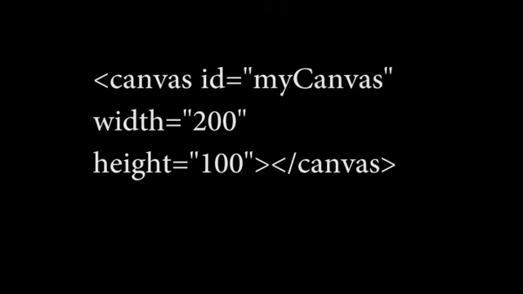Create a canvas. A canvas is a rectangular area on an HTML page, and it is specified with the canvas element. By default, the canvas element has no border and no content. Always specify an ID attribute to be referred to in your script, and width and height attributes define the size of the canvas. You can have multiple canvas elements on one HTML page.